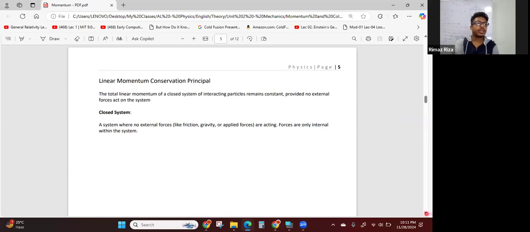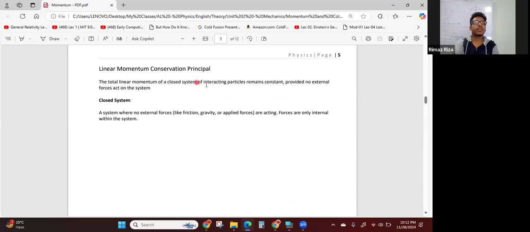Okay, so here this is the linear momentum conservation principle written in another form. The total linear momentum of a closed system of interacting particles or objects remains constant provided no external forces act on the system. I gave this because I wanted to emphasize the meaning of a closed system. If you got a question in the paper, what is a closed system, then you should be able to answer it, right?